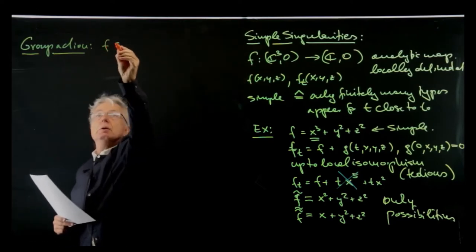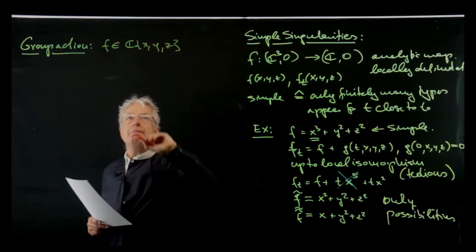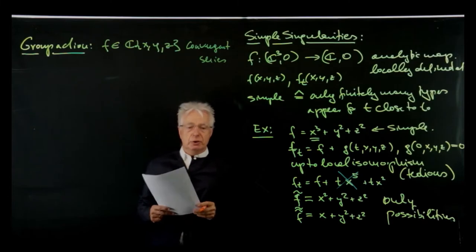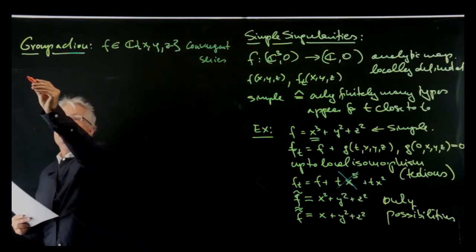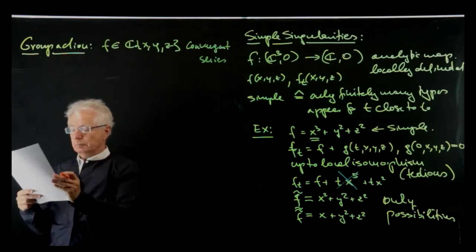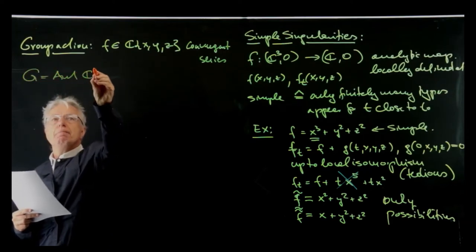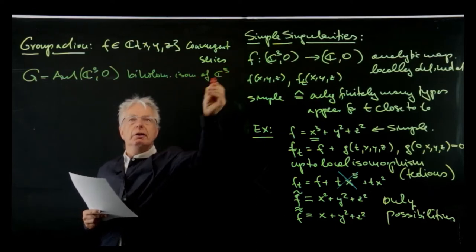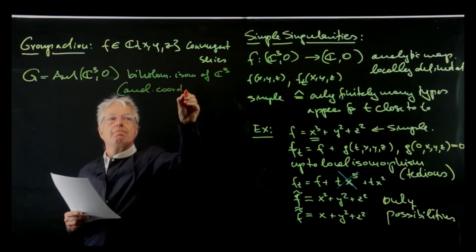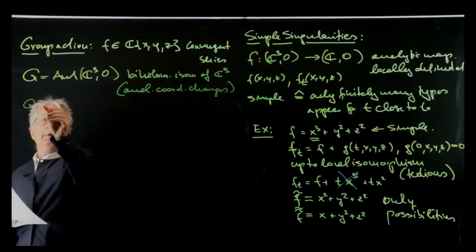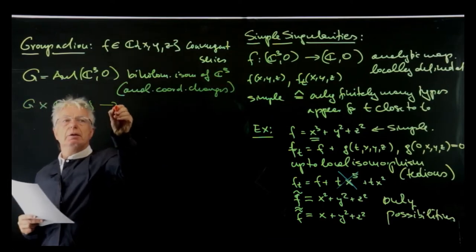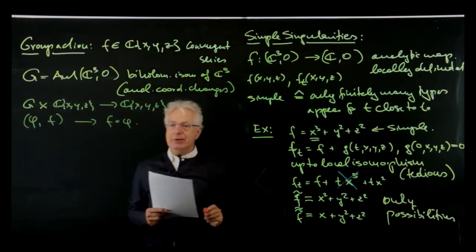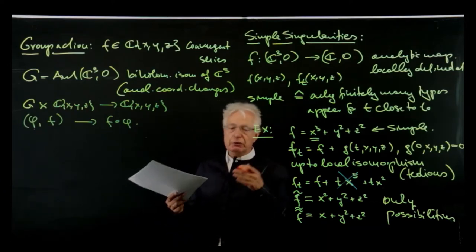So our function f will be an element. We just take a convergent power series. Okay. Convergent series, so we don't have to care where it is defined. It is defined in a neighborhood of zero. And the group, which maybe I denote by capital G, are the biholomorphic isomorphisms of C^3. That's what we call analytic coordinate changes. And this group G acts on C{x, y, z}. If you have a phi and f, then you just compose. Okay? That's the group action which defines your notion of isomorphism. You could choose different ones, but we take this one here.